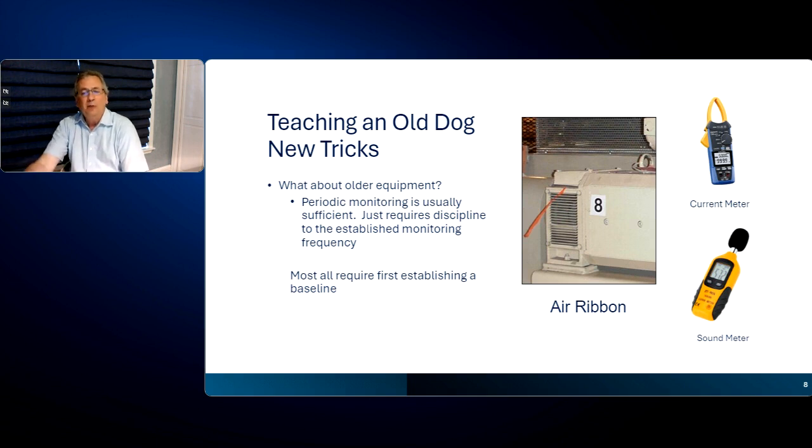And back to handheld meters for electrical conditions, current meters. Again, you need baselines. What should it be drawing current-wise? What is it doing now? And compare the two. Same thing with sound meters. Sound meters are excellent, but you have to kind of know what is acceptable. I'm kind of old school, been at this for a long time. So air ribbons, done that countless times.